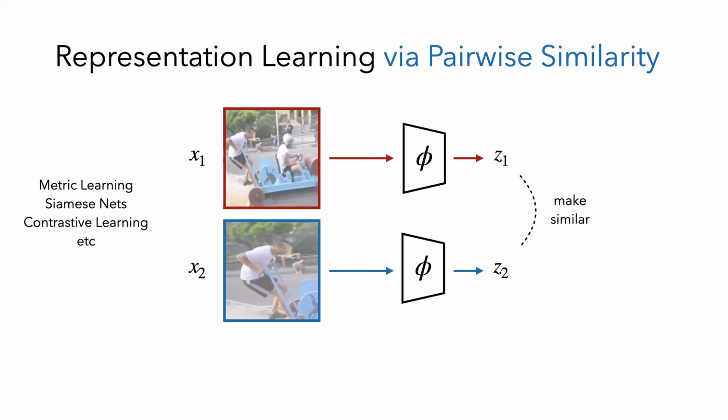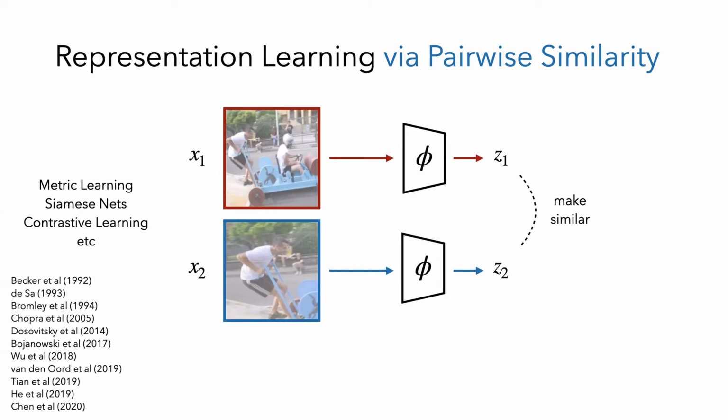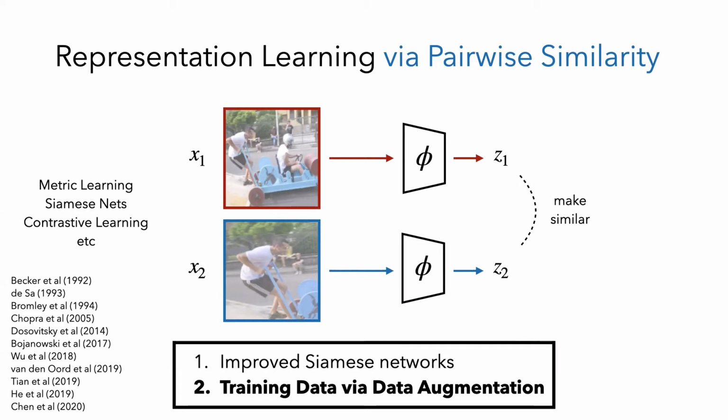Of course, this is not necessarily a new idea, and yet it's led to a lot of the recent progress in self-supervised representation learning. So what are the keys to this recent success? Well, on one hand, we've definitely gotten better at optimizing Siamese nets, but perhaps more importantly, we've really figured out how to generate a lot of training data by using data augmentation.